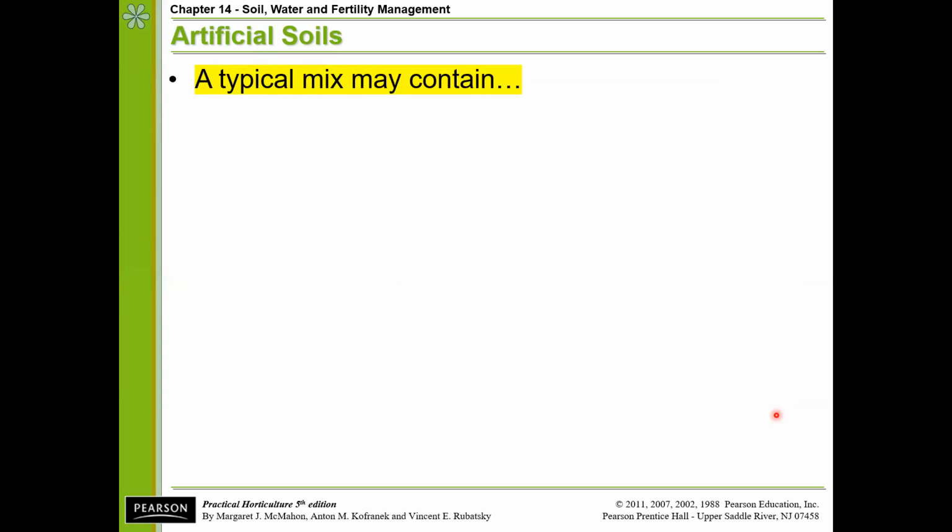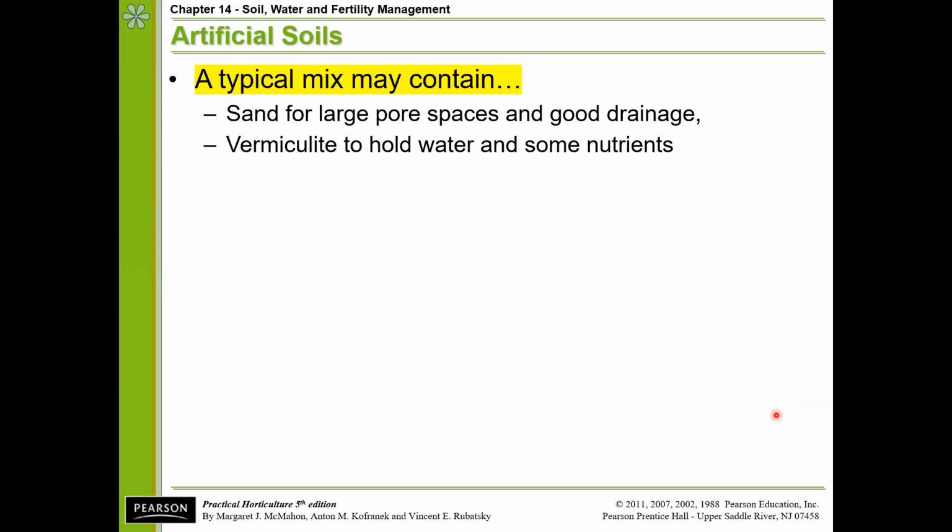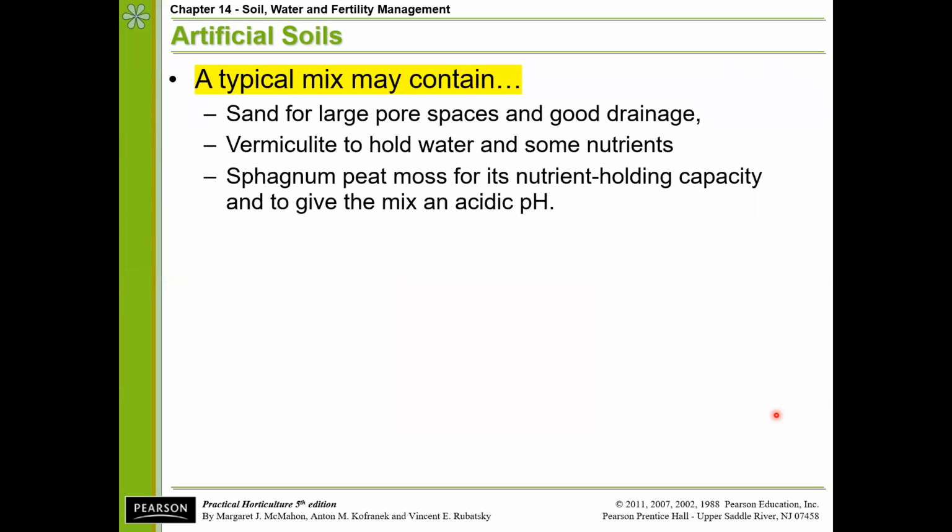Here's just some concept of what it's adding here. Sand or perlite adds larger pore spaces and provides good drainage. We use vermiculite to hold water. It also has some cation exchange capacity, so it can hold nutrients as well. Peat moss itself has good nutrient holding capacity, and because peat is formed in kind of acidic bogs, it does lower the pH, which most container production, they do want a lower pH.